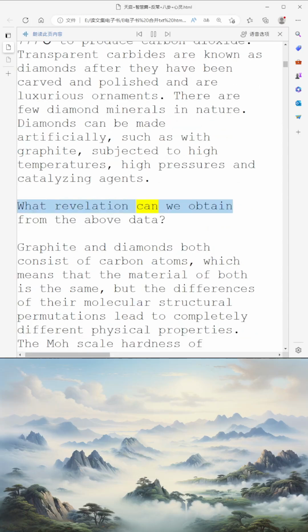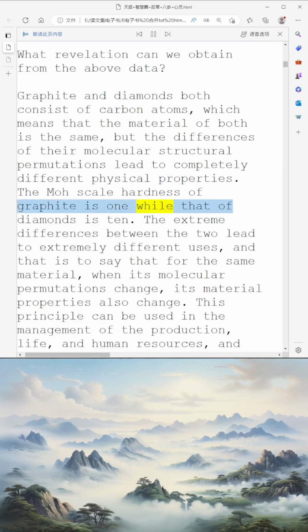What revelation can we obtain from the above data? Graphite and diamonds both consist of carbon atoms, which means that the material of both is the same, but the differences of their molecular structural permutations lead to completely different physical properties. The Mohs scale hardness of graphite is 1 while that of diamonds is 10. The extreme differences between the two lead to extremely different uses, and that is to say that for the same material, when its molecular permutations change, its material properties also change.